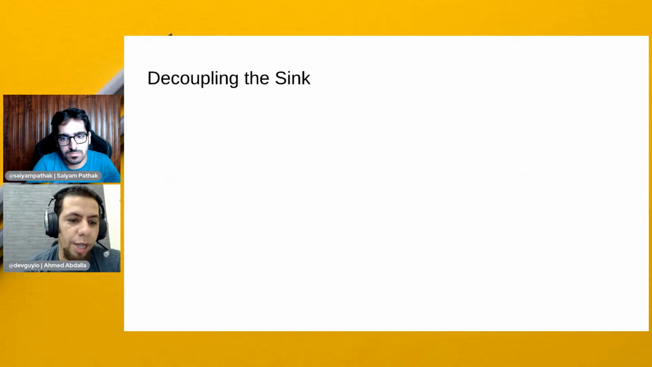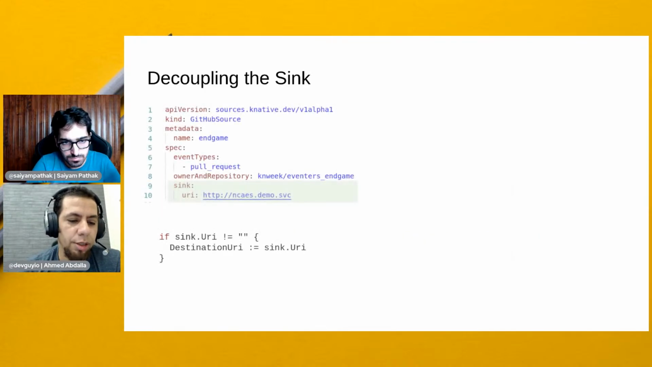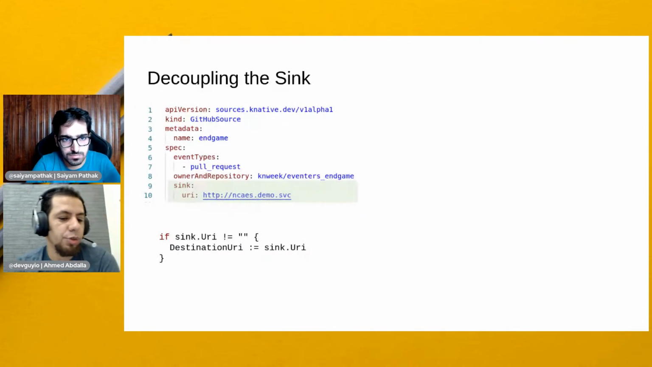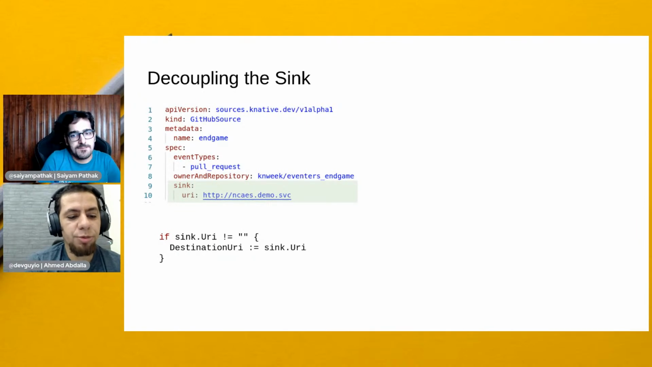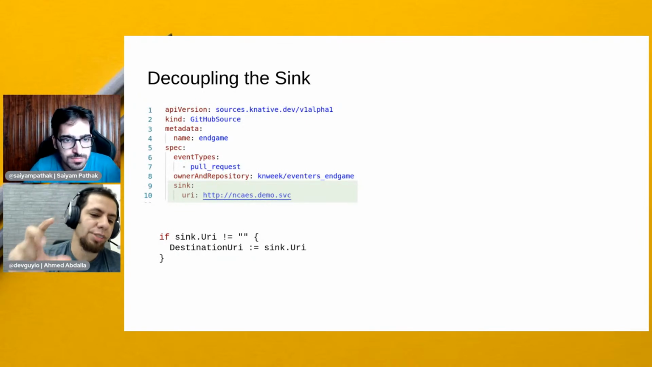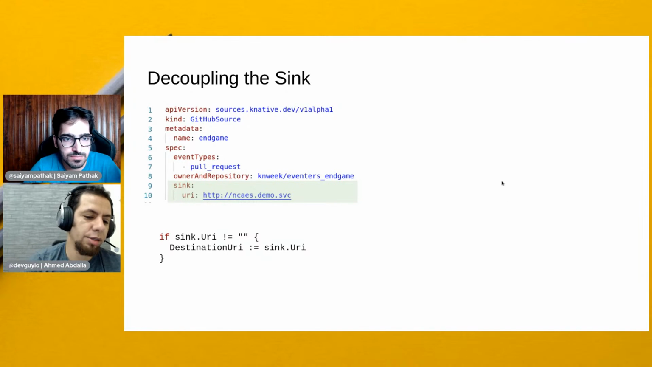So we need to actually work on decoupling the actual sink. In our case, as we said, we are using a URI, and you can imagine that the implementation of the GitHub source itself would have a piece of code that says if the sink has a URI and it's a valid URI, it's not empty, then my destination URI is going to be the sink URI.